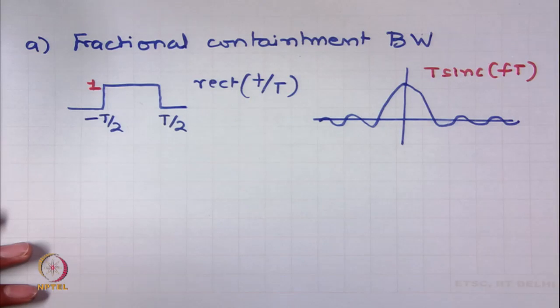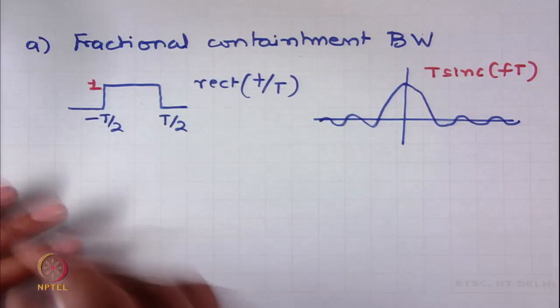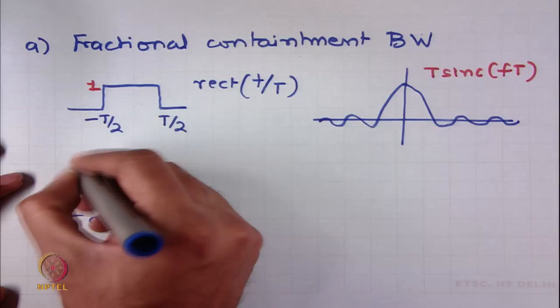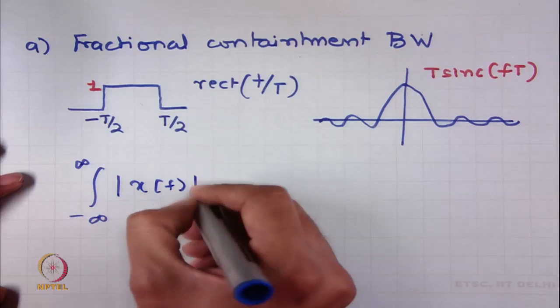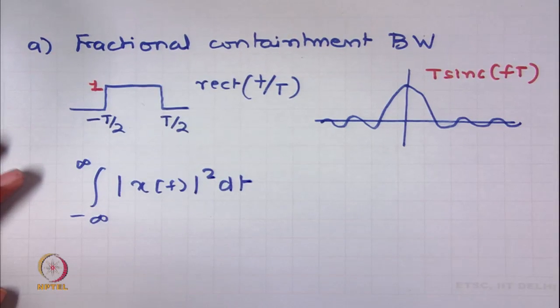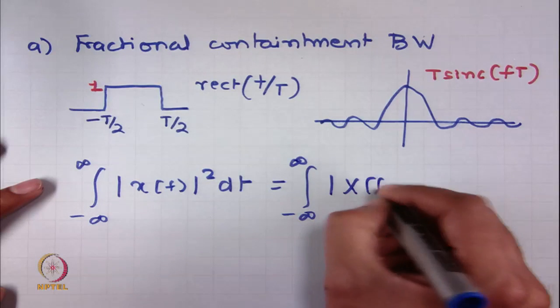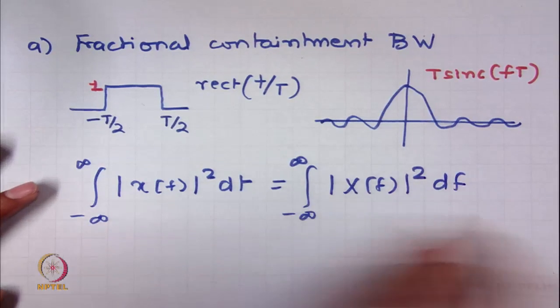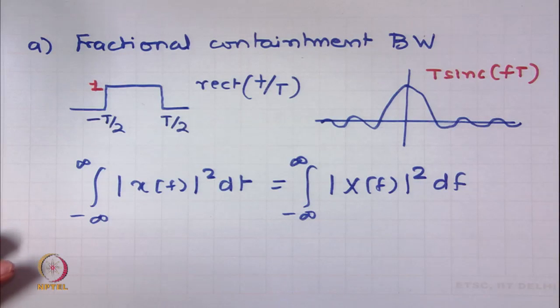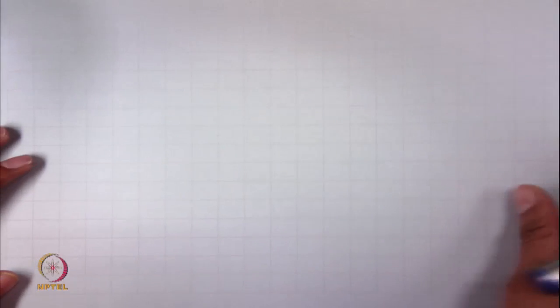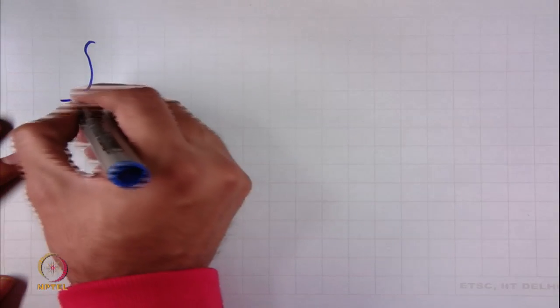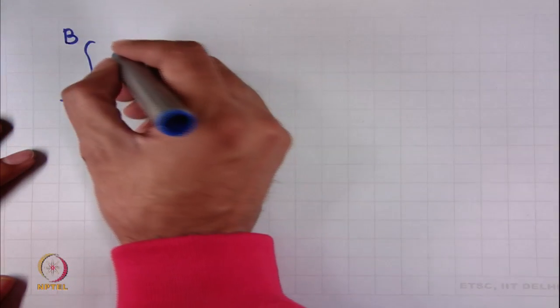And if I am interested in the energy of this pulse, I can use Parseval's theorem to either think about the energy in terms of a time domain signal x(t), or in terms of frequency domain signal X(f), like this. So, this equivalence follows from Parseval's theorem. Now, I can define bandwidth as B, for which this equality follows.